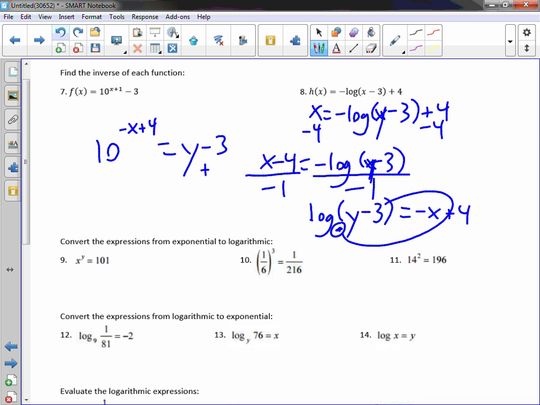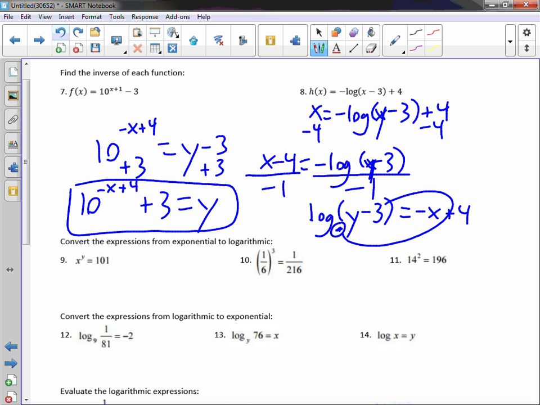Last step is plus 3. I get 10 to the -x plus 4 plus 3 equals y. This is our final answer. The other way you could see this written would be 3 plus 10 to the -x plus 4 equals y. Both of these are acceptable ways to write the answer. You could potentially see either one.